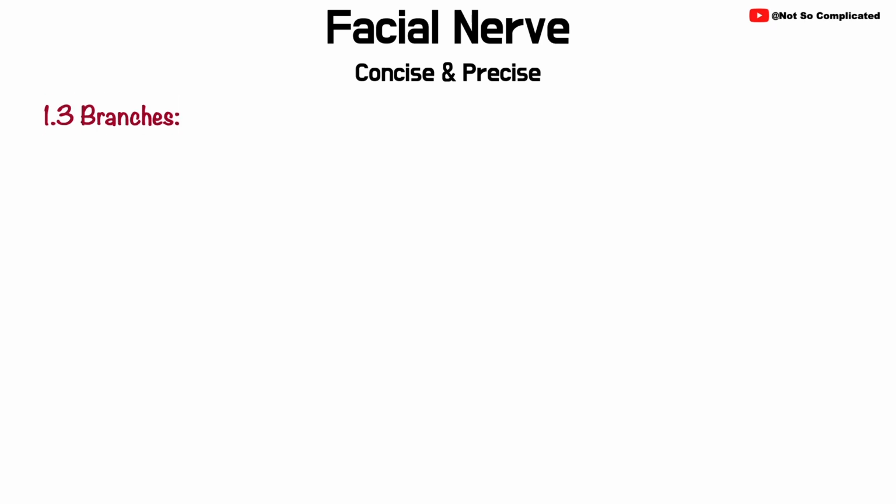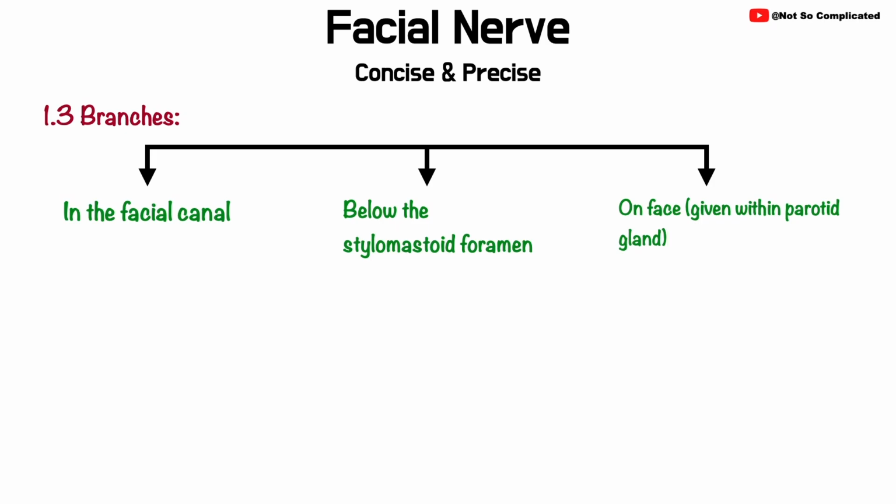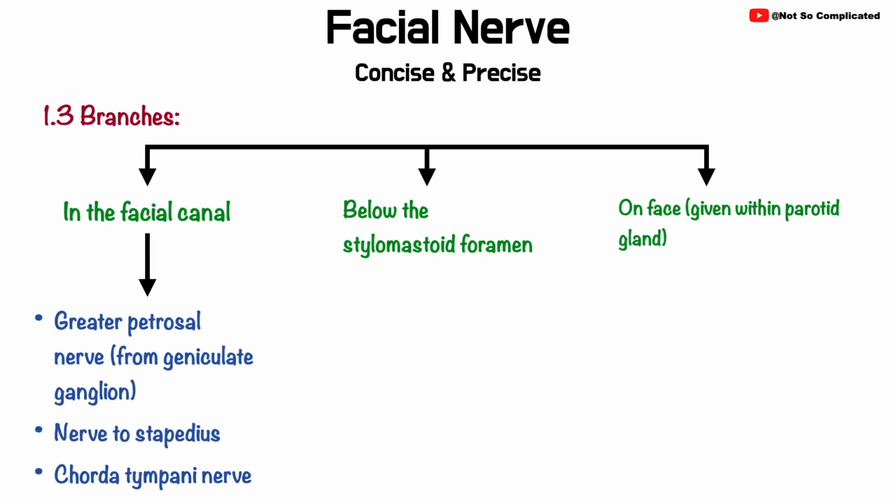Talking about the branches of the facial nerve, there are three different regions where the facial nerve gets branched, right? The first one is in the facial canal, then below the stylomastoid foramen, and then on the face within the parotid gland, right? Each of them has different branches. In the facial canal, the branches are the greater petrosal nerve from the geniculate ganglion, the nerve to stapedius, and the chorda tympani nerve, right? These nerves have different functions. We'll be talking about that in the functional components of the facial nerve.